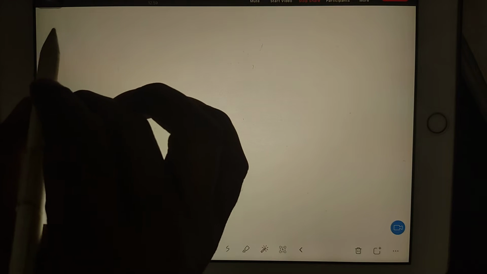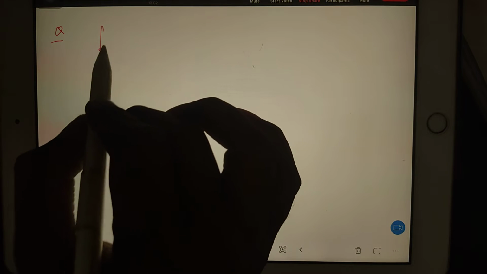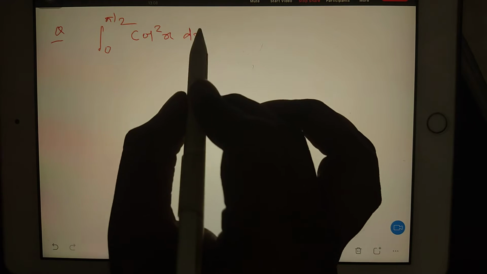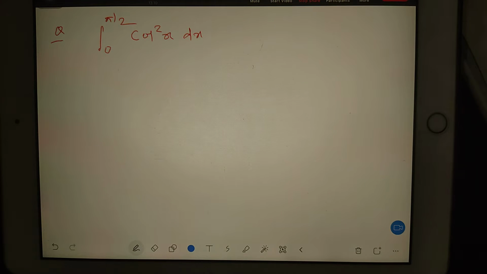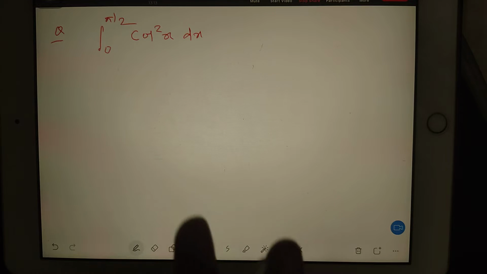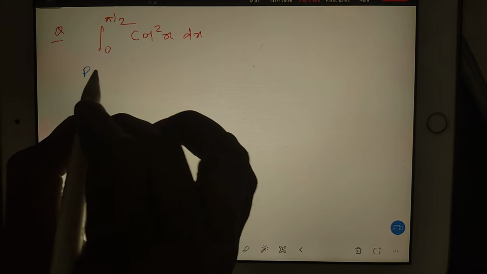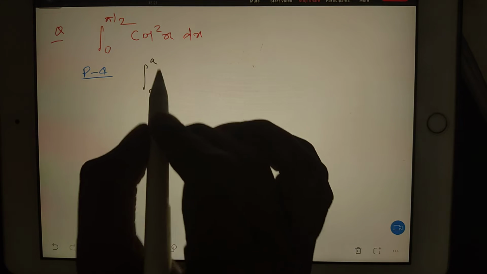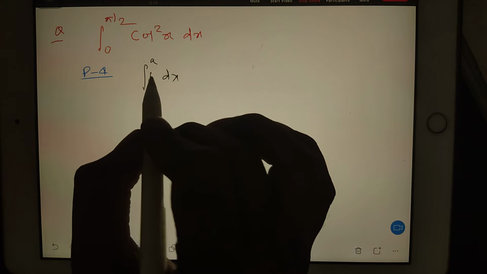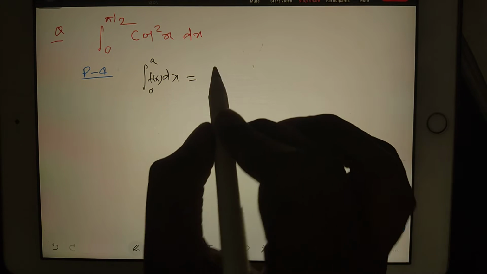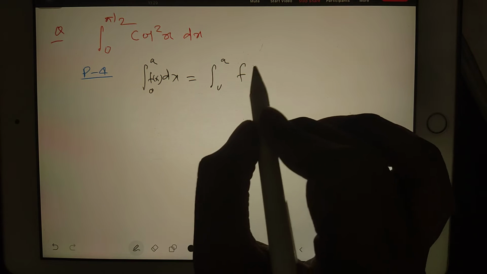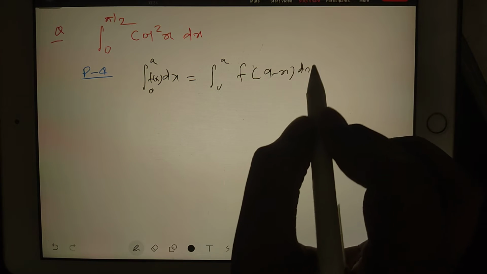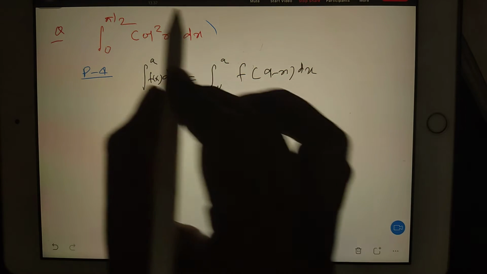Just as an example, if I'm taking a question, you see 0 to pi by 2 is the limit, and cos square x dx is your question. Now this question we can crack using our very basic fundamental property, using property 4. That property says if you have 0 to a of function f(x) dx, then you can write this as 0 to a of the function where you replace x with a minus x, dx. Now the same thing we have to use in this.